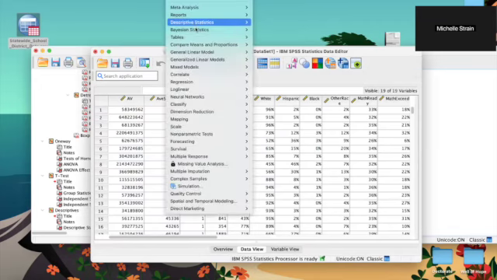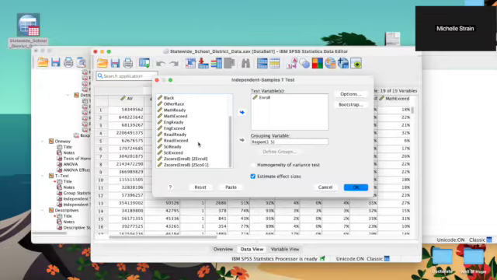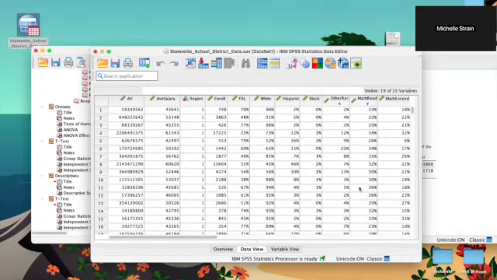We go back up to Analyze. This time we go to Compare Means and we go to Independent Samples T-Test. Then we're going to look at the bottom and see Z score of Enroll, and we're going to click on that and move it over and move this back over. We're going to click OK. And now we've put in the Z variables.